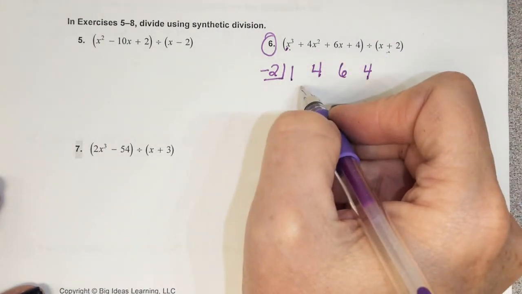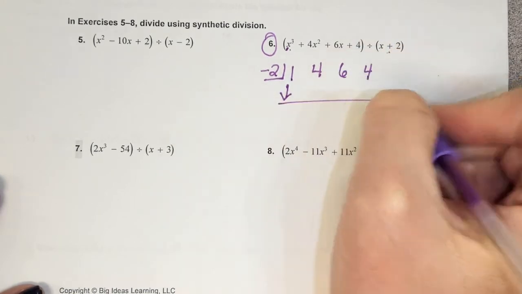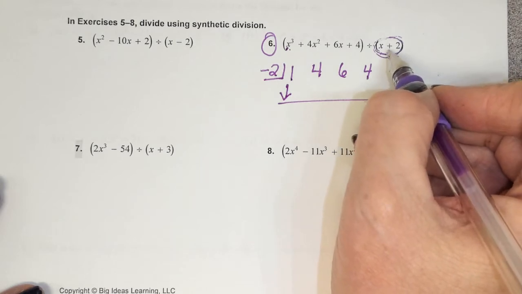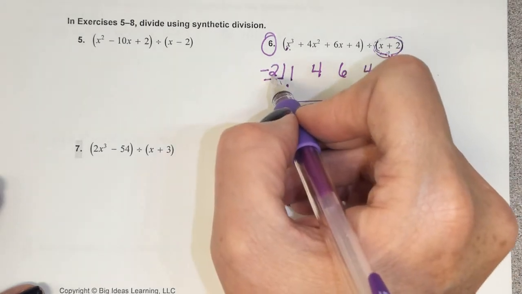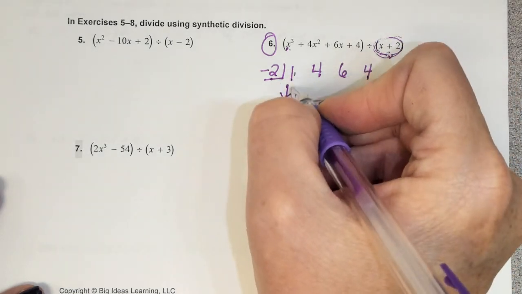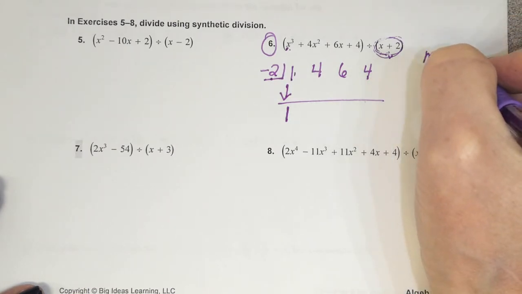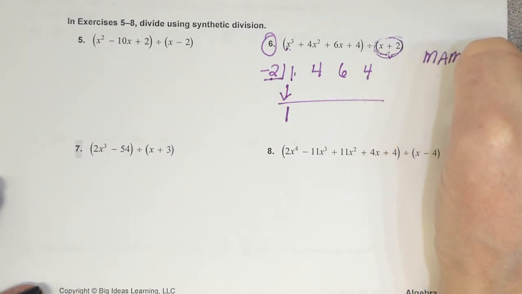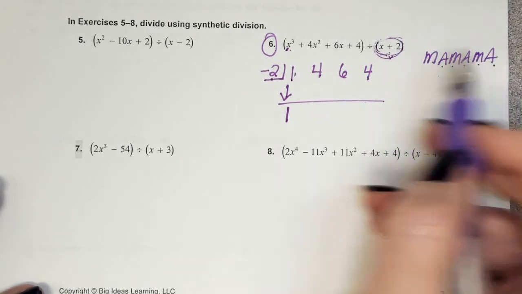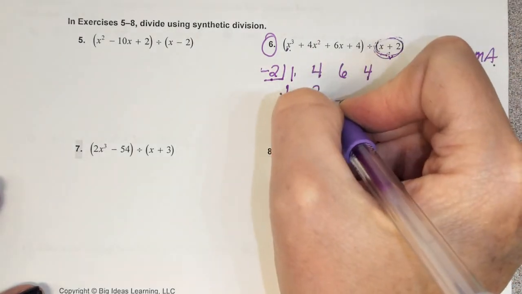What do I do first? Whatever makes this equal 0, this is my divisor. Whatever makes that equal 0, that's what goes in the box. So now I have to bring this down. Then we go over and over: multiply, add, multiply, add, multiply, add. So we're going to multiply. When we multiply, we get -2.